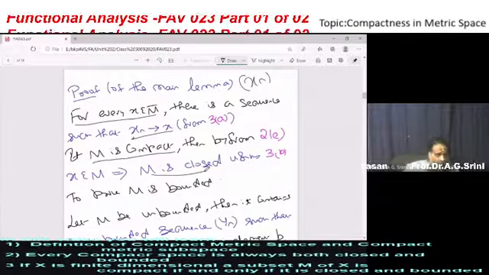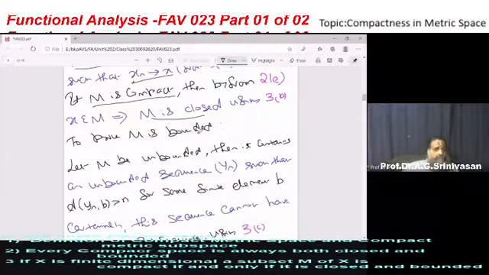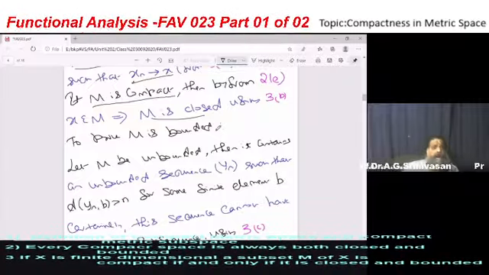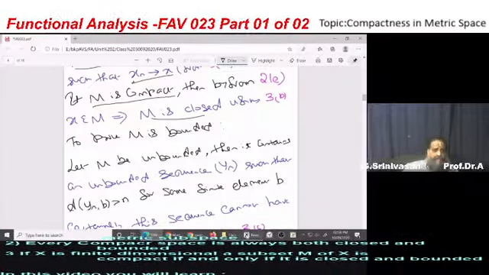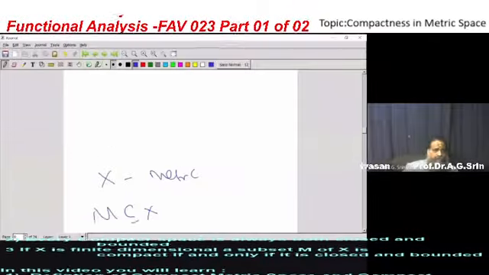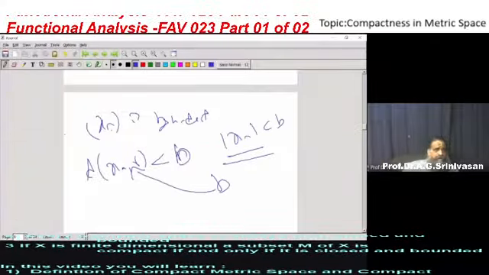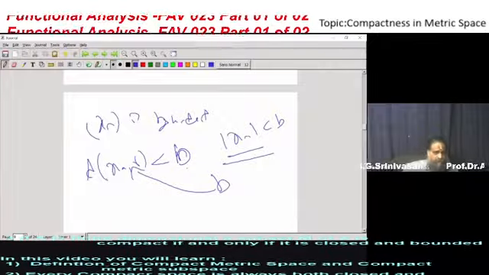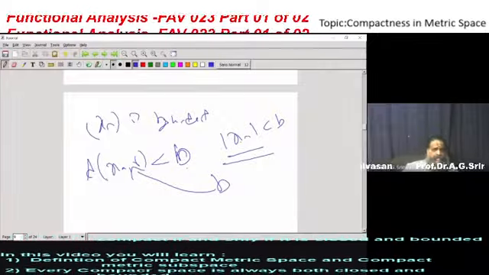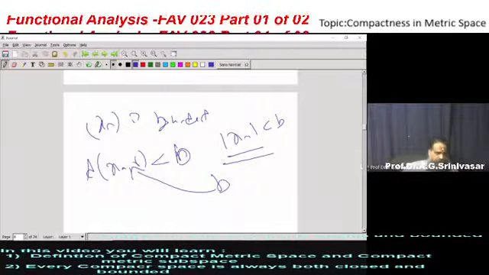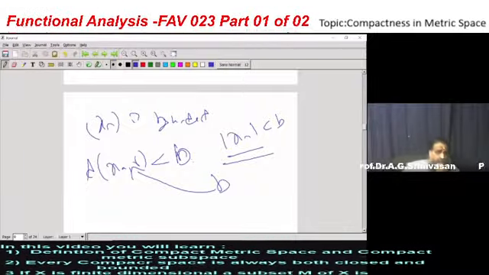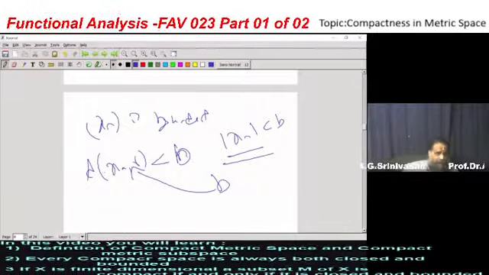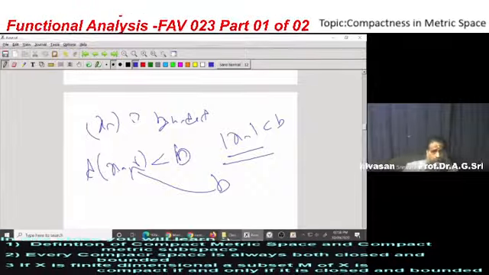How nice, isn't it? Now we are going to show that M is bounded. What is the definition of M being bounded? Recall the definition we gave you. M is bounded if the distance between Xn and R is less than B for some B. If a modulus definition is given, you go to modulus. If a distance is given, you go for D. So D of Xn comma R is less than B. But this B does not depend on this N. That's the definition of boundedness.